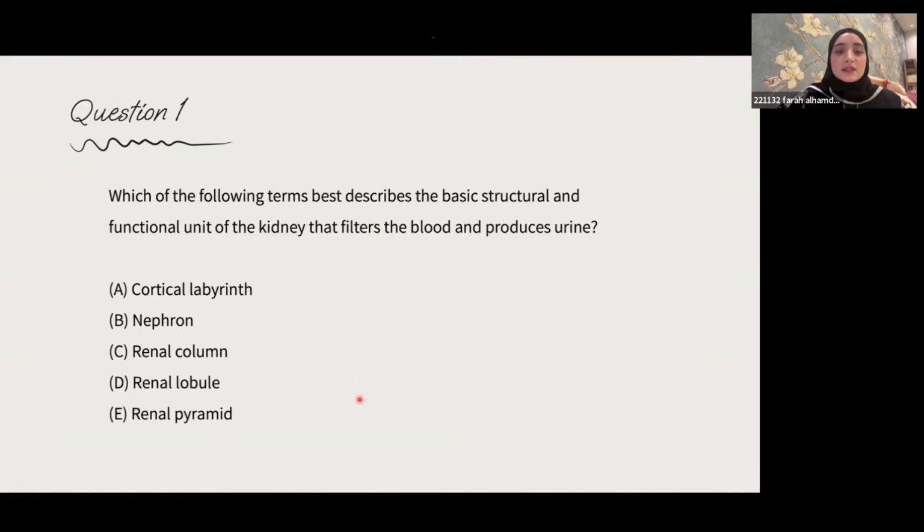Let's have some questions. Can anyone read this question and answer it? Pretty easy. So can you tell me the answer in the chat?